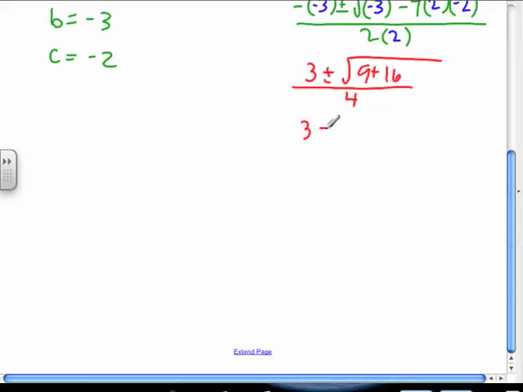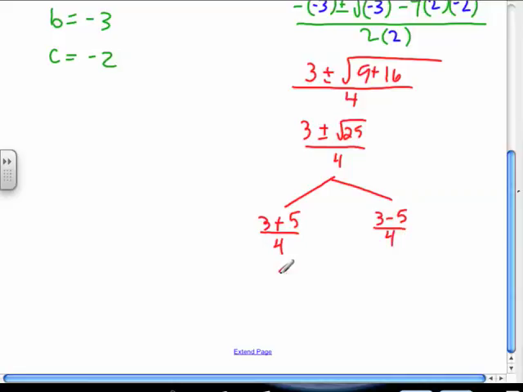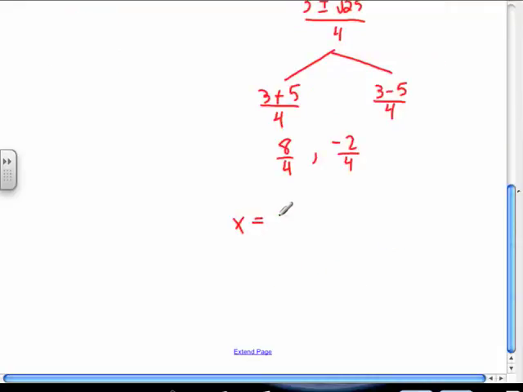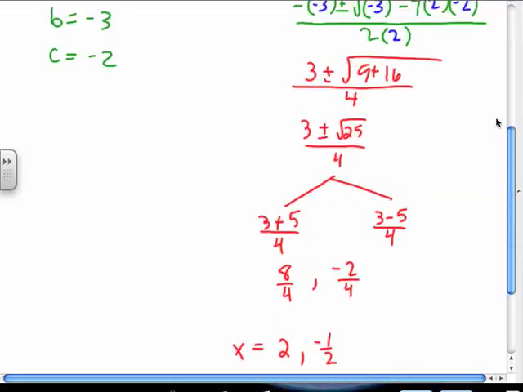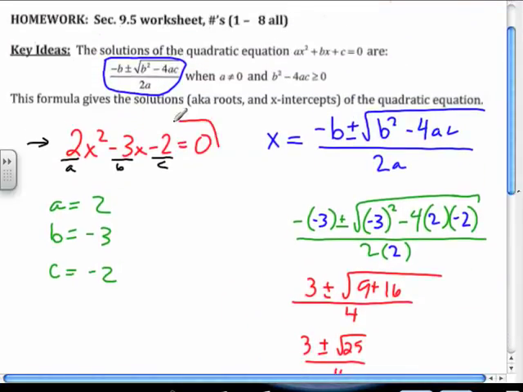So I'm going to get 3 plus or minus the square root of 25 over 4, and I have to write that twice. 3 plus 5 over 4, and 3 minus 5 over 4. So then my answer is going to be 8 over 4 and negative 2 over 4, and then I've got to simplify, guys. So my x can equal 2 or negative 1/2. Either one of those numbers, when plugged into this equation, is going to give me 0 equals 0, a true statement. So there are two solutions to this kind of quadratic.